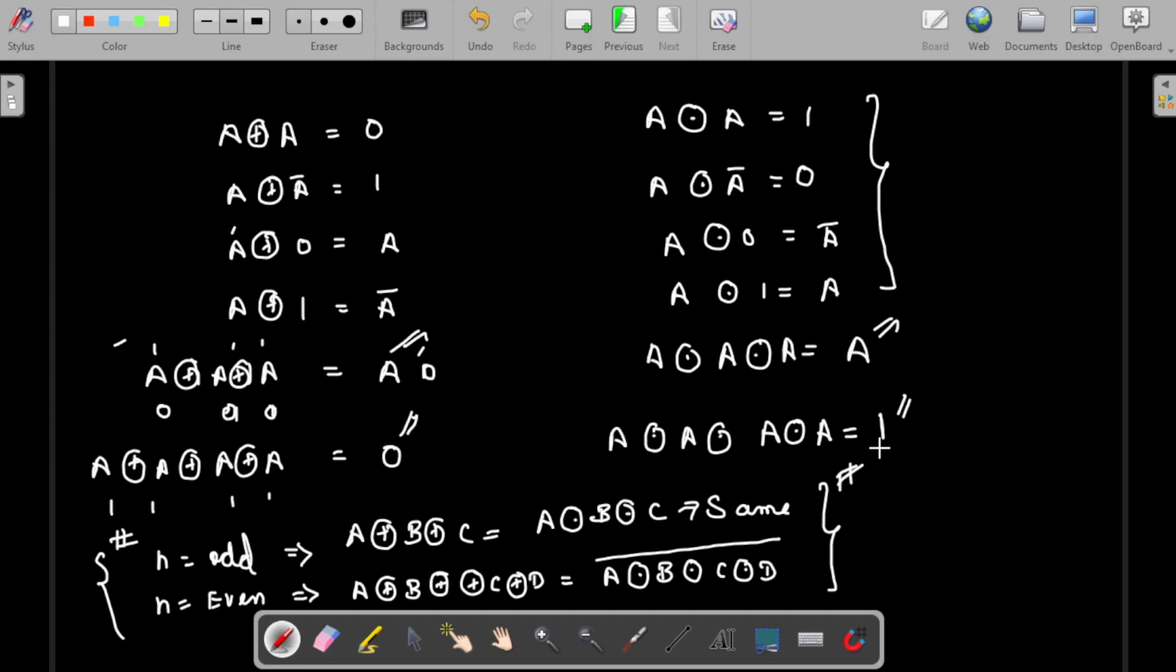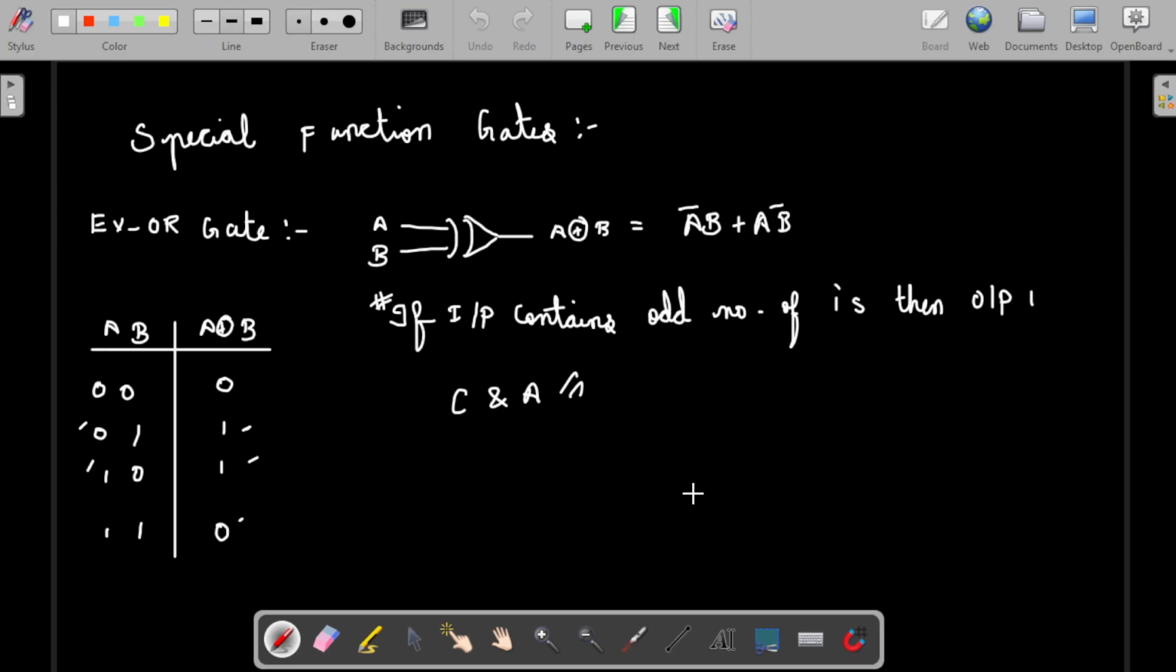For now, please understand this concept very clearly. If n, the number of inputs, is odd, then the output of the 3-input XOR gate will be the same as the XNOR. If the number of inputs is even, then the output will be different. For the output, you can use this rule: if the number of ones in the input is odd, then the output will be 1. So please make a note of it. This will be very helpful for you guys to solve many questions. I hope this is understood.